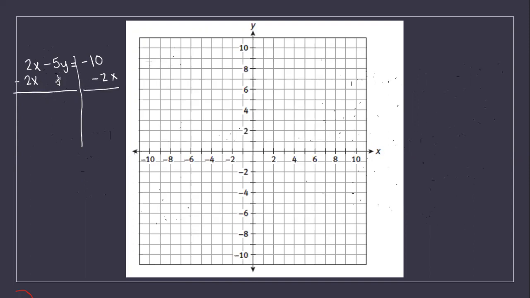That will give me, bring down the negative 5y. And this will give me negative 10 minus 2x. Then, what would I do with this negative 5? Add 5. So I'm going to divide both sides by negative 5. That gives me negative 10 divided by negative 5 is positive 2. And negative 2x divided by negative 5 is positive 2 over 5x.